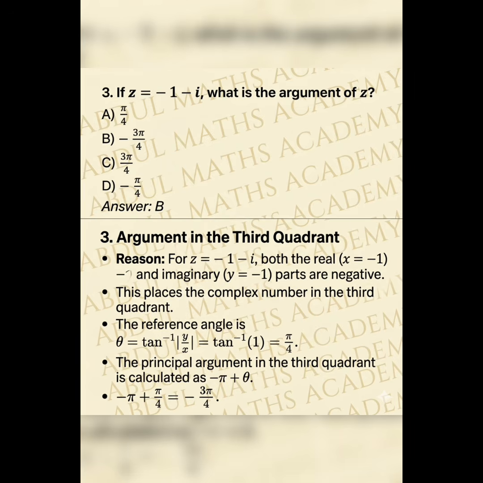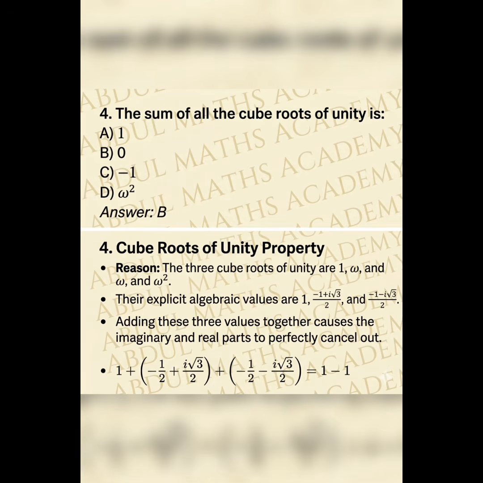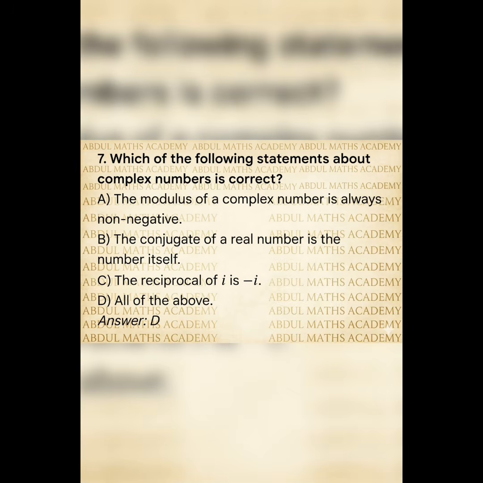The next MCQ is, the sum of all cube roots of unity is 0, that is 1 plus omega plus omega square is equal to 0, as we have the value of omega as minus 1 plus iota root 3 divided by 2, and omega square is equal to minus 1 minus iota root 3 divided by 2. By adding 1 plus omega plus omega square, we get 1 minus 1, that is equal to 0. So the correct option is 1 plus omega plus omega square is equal to 0.